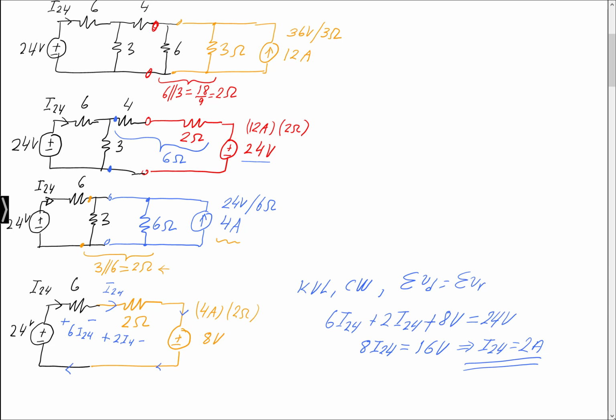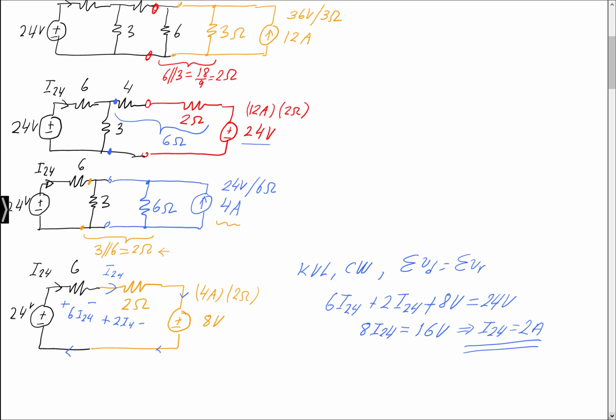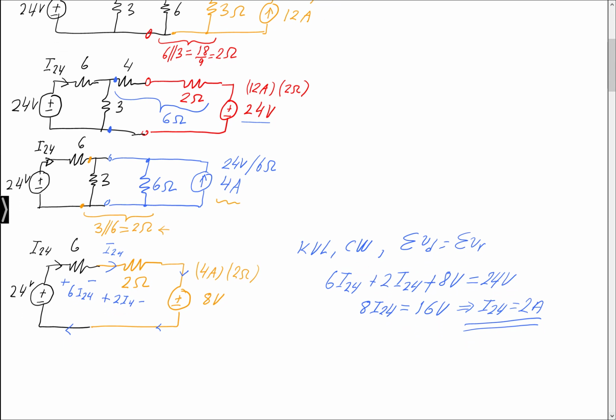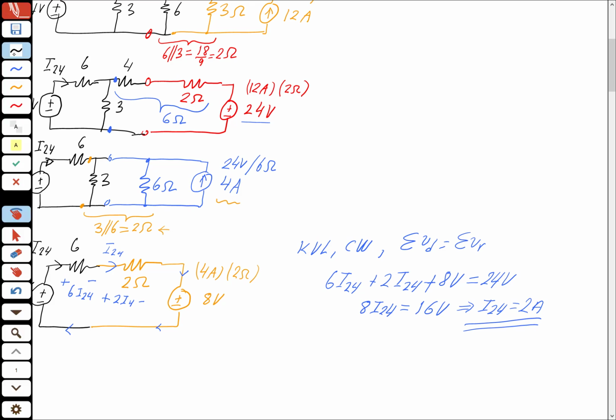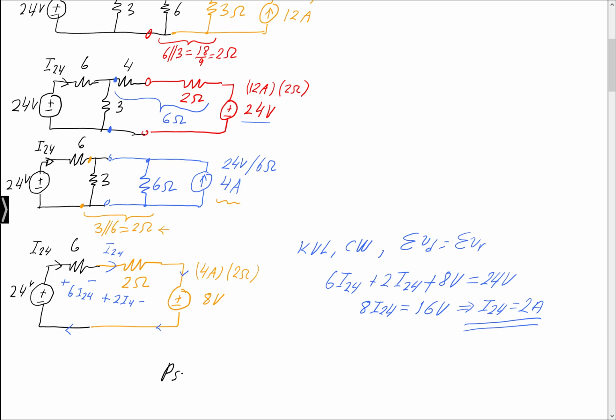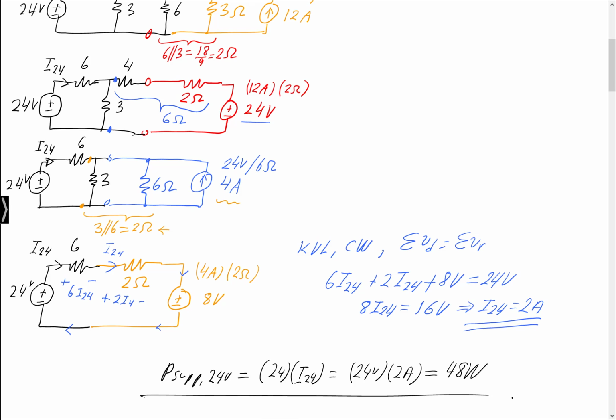Okay. Now the problem asks for the power supplied by the 24-volt source. So to get back to that, the power supplied by the 24-volt source is equal to 24 volts times I-24. So it's 24 volts times 2 amps. That becomes 48 watts. So that's the final result.